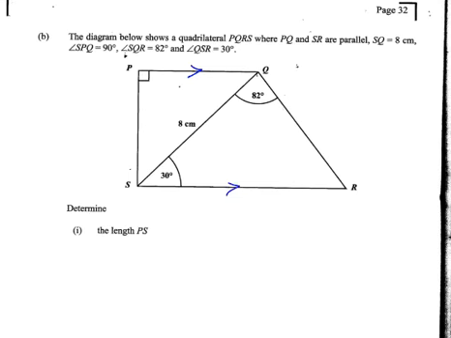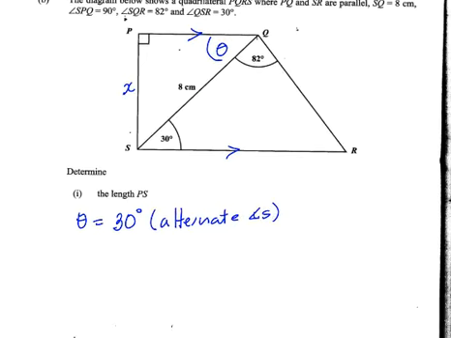All right, so the first thing I could say is that this angle here, I'm going to call it theta. I could say that theta is equal to 30 degrees. They are alternate angles. Now, this side here is opposite to that 30 degrees, and the 8 centimeter, which is in front of the right angle, is the hypotenuse.